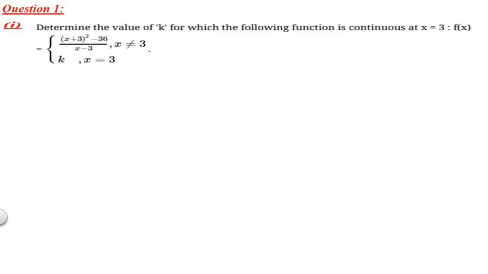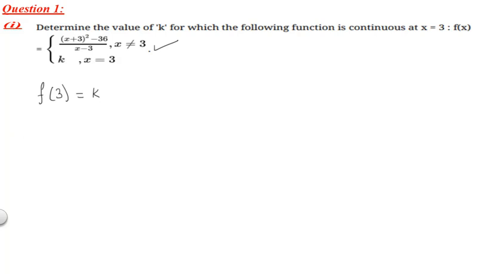Here comes the first question in which you have to tell the value of k for which the function is continuous at x equals 3. The function is given as (x plus 3) whole square minus 36 divided by x minus 3 when x is not equal to 3, and when it is equal to 3, it is k. So we can write f of 3 as k. Now if it is continuous, then LHL and RHL should be equal. Let us find out. First of all, solve it when x is not equal to 3.